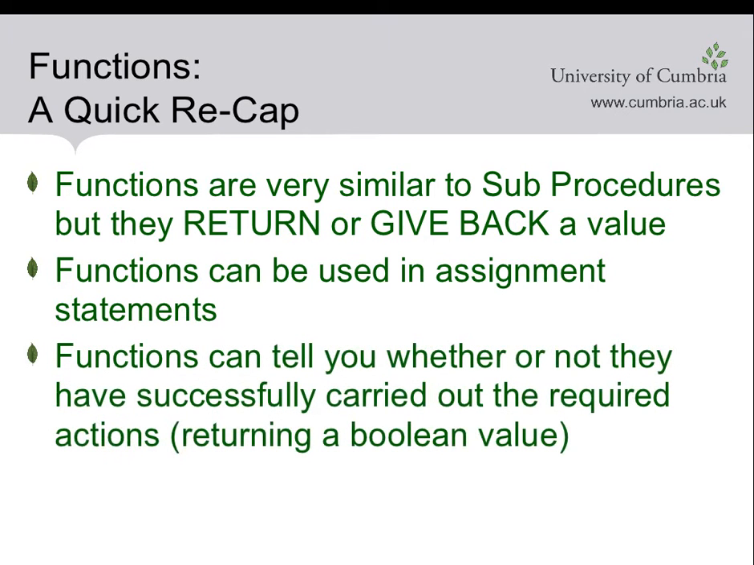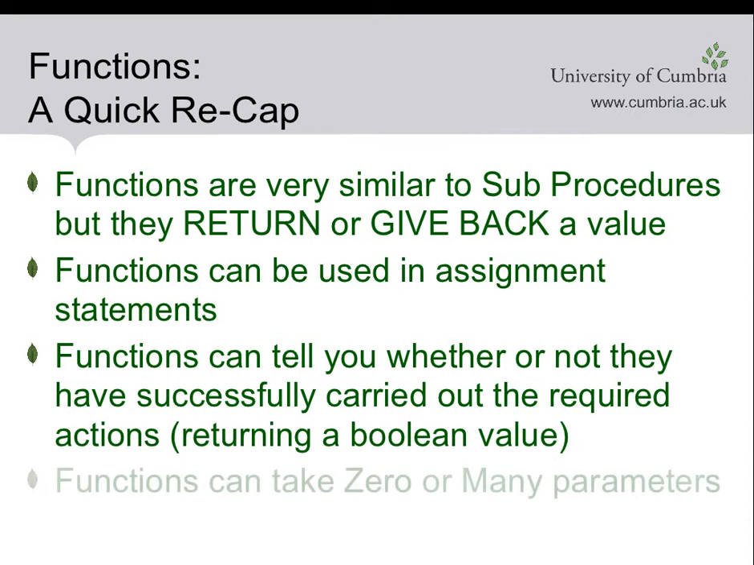Functions can return other types of data. They can return a type of data called a Boolean value. We don't have these in Just Basic, but most of the languages do. And a Boolean value is true or false. So you can ask a function to do something and it can return with a true or false statement as to whether or not it carried out the required actions, for example.